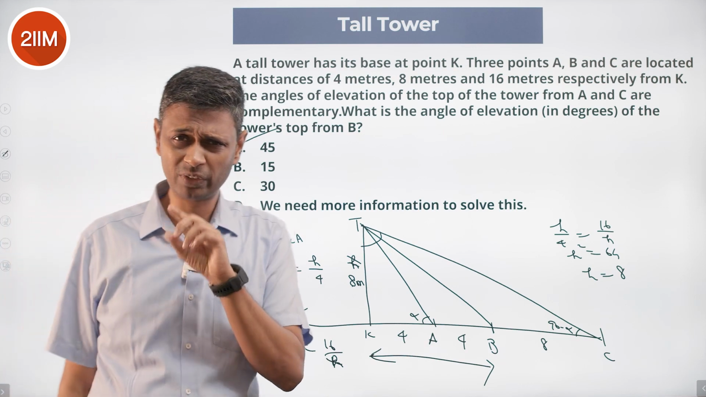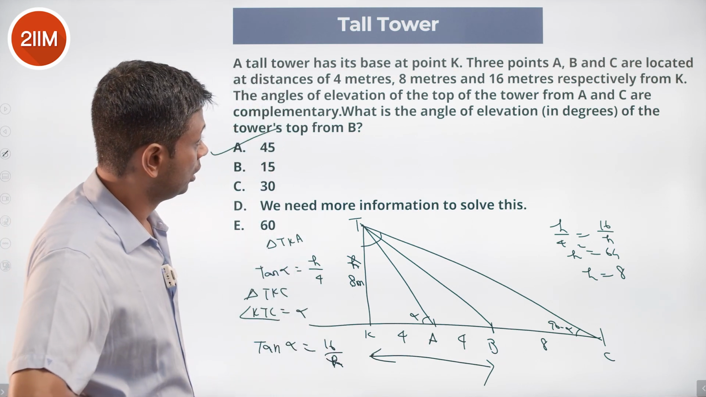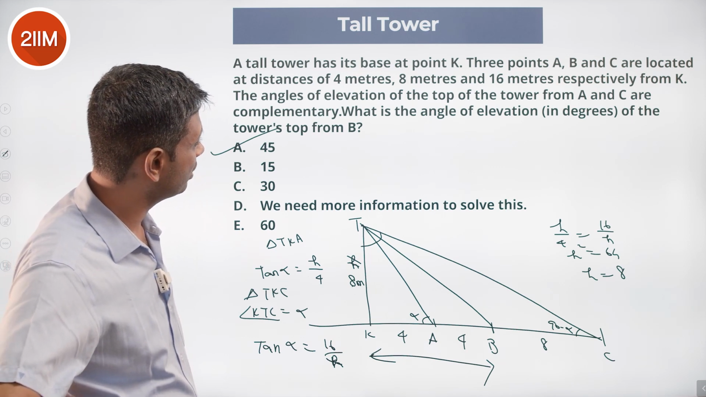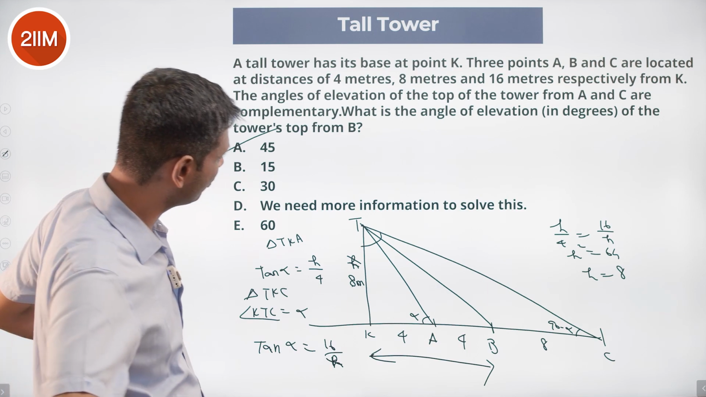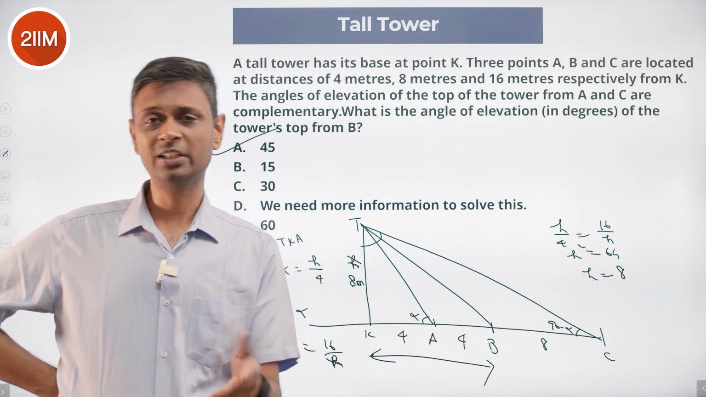One point of information which I thought had been overlooked. It says three points A, B and C are located at distances of 4, 8 and 16 meters respectively from K on the same straight line, but actually that's not required. A, B, C could be on different straight lines and this will still work.